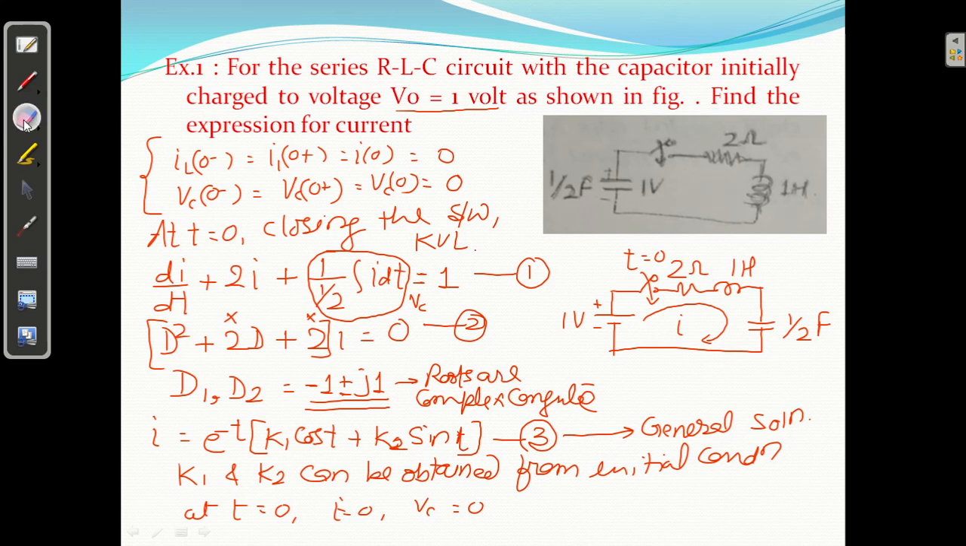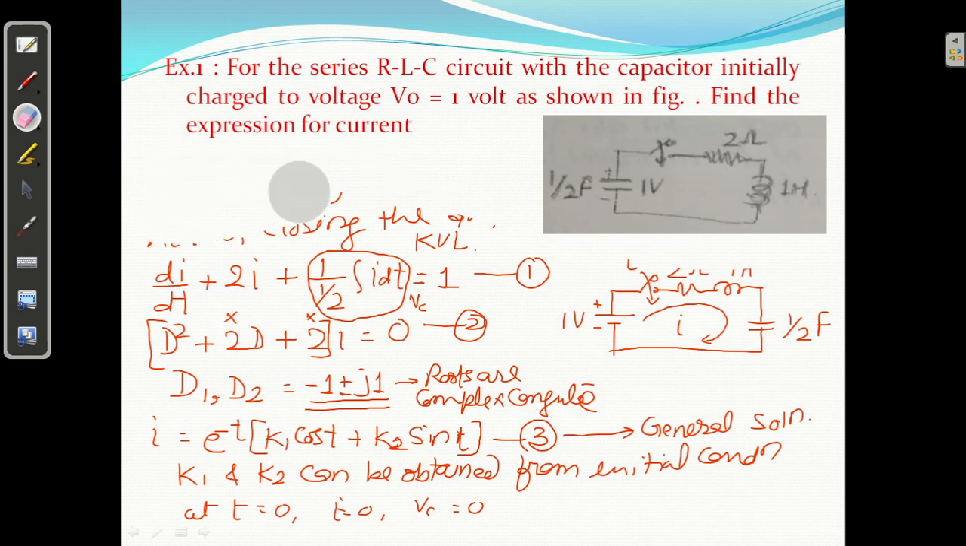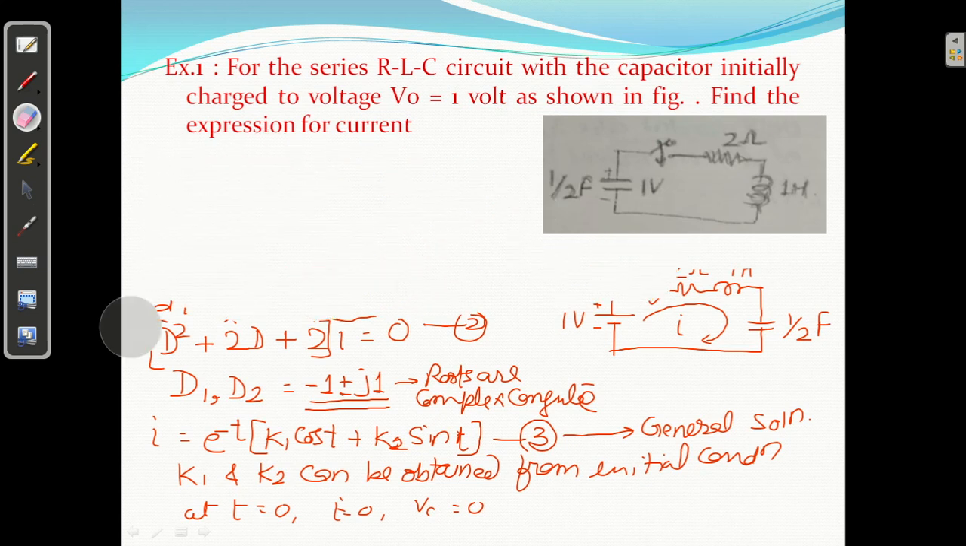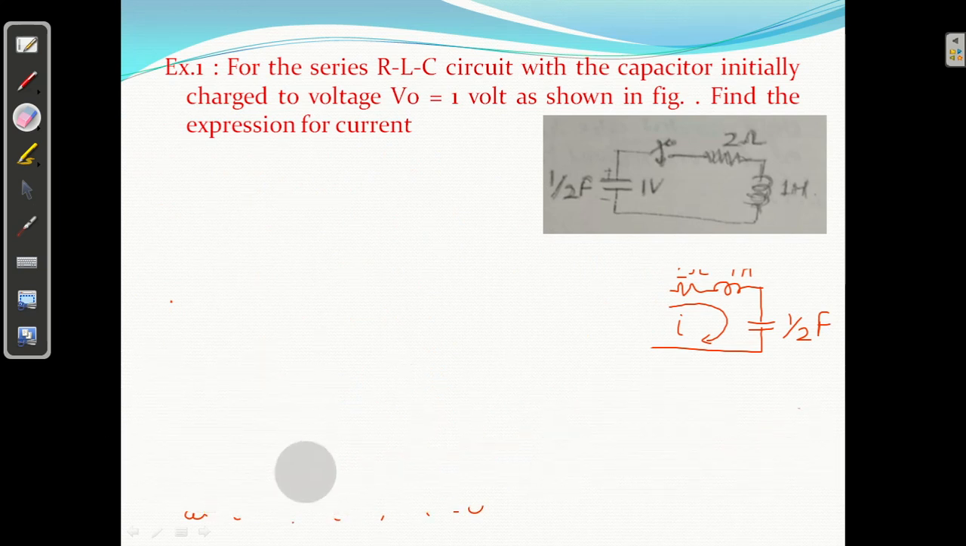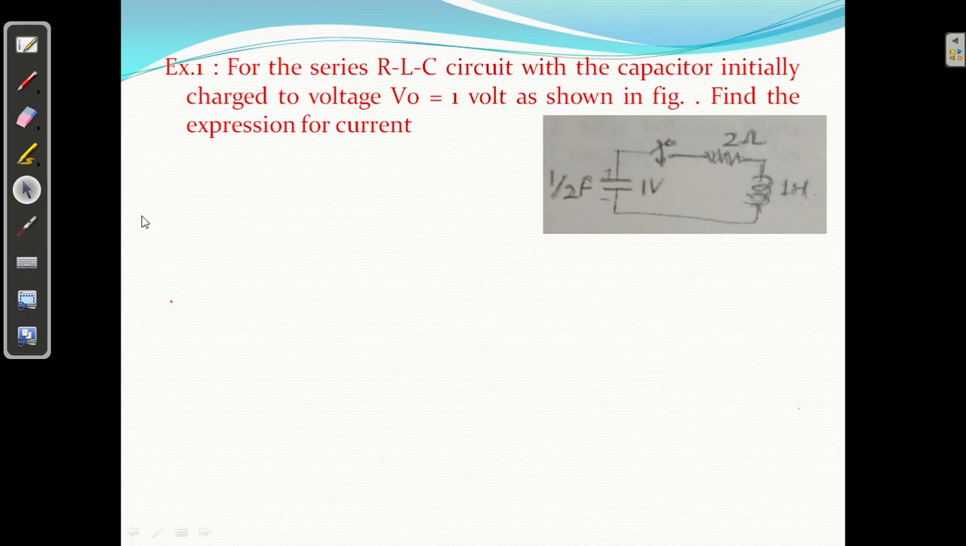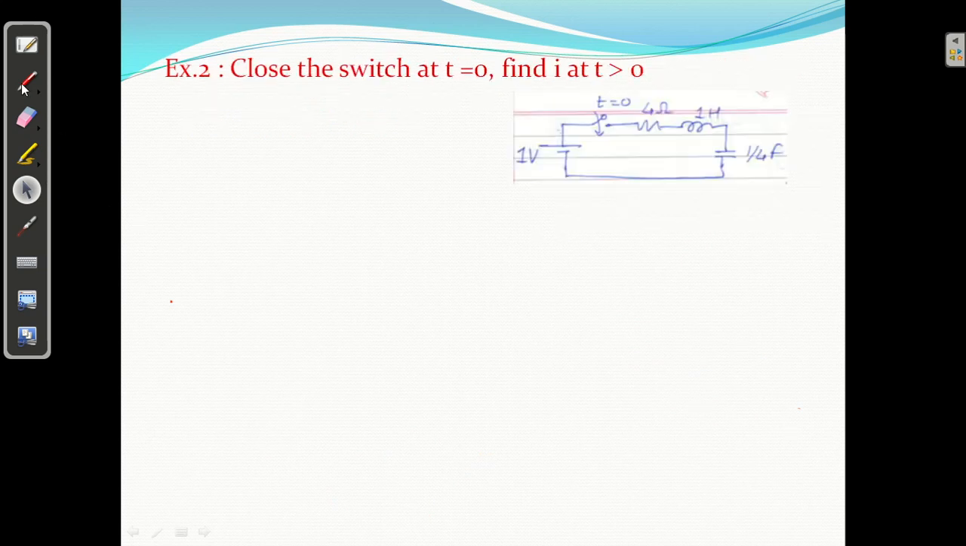I will solve one more problem. Okay, so I'm going to solve one more problem, example number 2. This is the problem I have given. Close the switch at t equal to 0. Find I at t is greater than 0. So general solution I have to find.